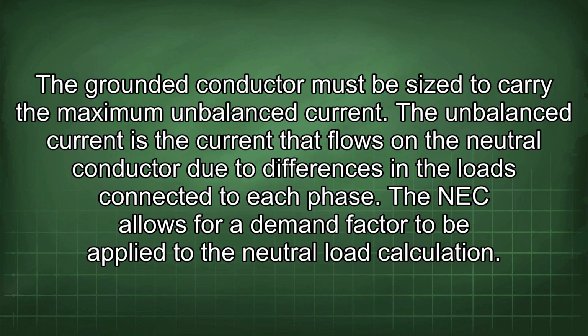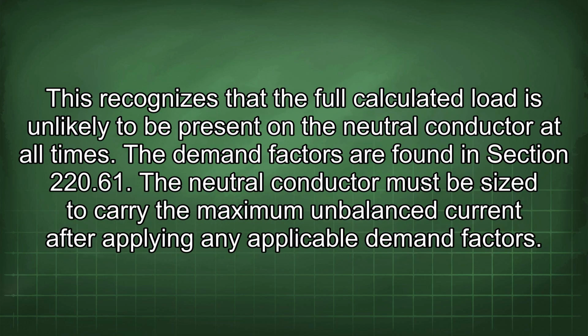The grounded conductor must be sized to carry the maximum unbalanced current. The unbalanced current is the current that flows on the neutral conductor due to differences in the loads connected to each phase. The NEC allows for a demand factor to be applied to the neutral load calculation. This recognizes that the full calculated load is unlikely to be present on the neutral conductor at all times. The demand factors are found in Section 220.61. The neutral conductor must be sized to carry the maximum unbalanced current after applying any applicable demand factors.